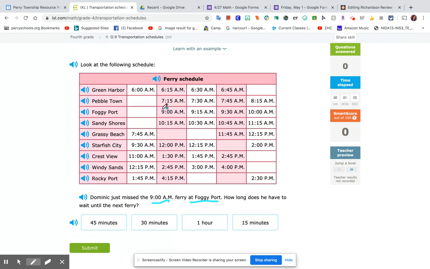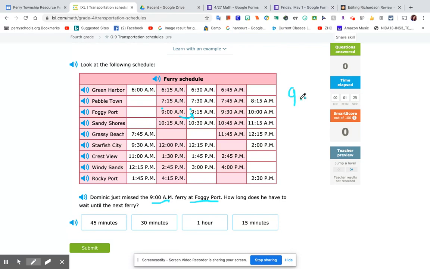Okay, and he missed this one. So my question is, how long until he can get on the next ferry boat? So I have to figure out the elapsed time from 9 a.m. to 9:15 a.m. Lucy, can you solve this problem? How many minutes pass from 9 a.m. to 9:15? 15. Only 15 minutes.